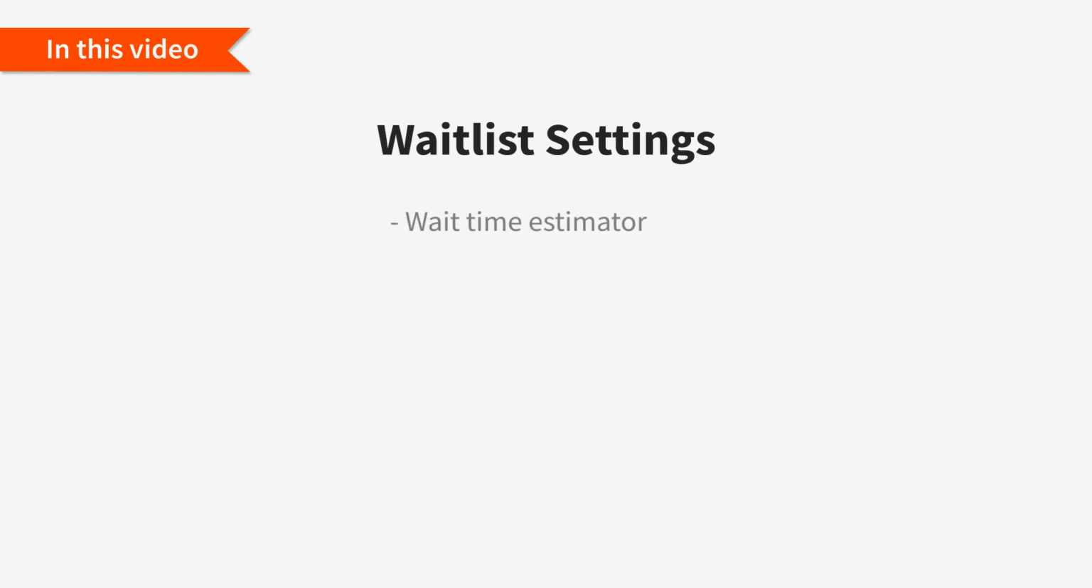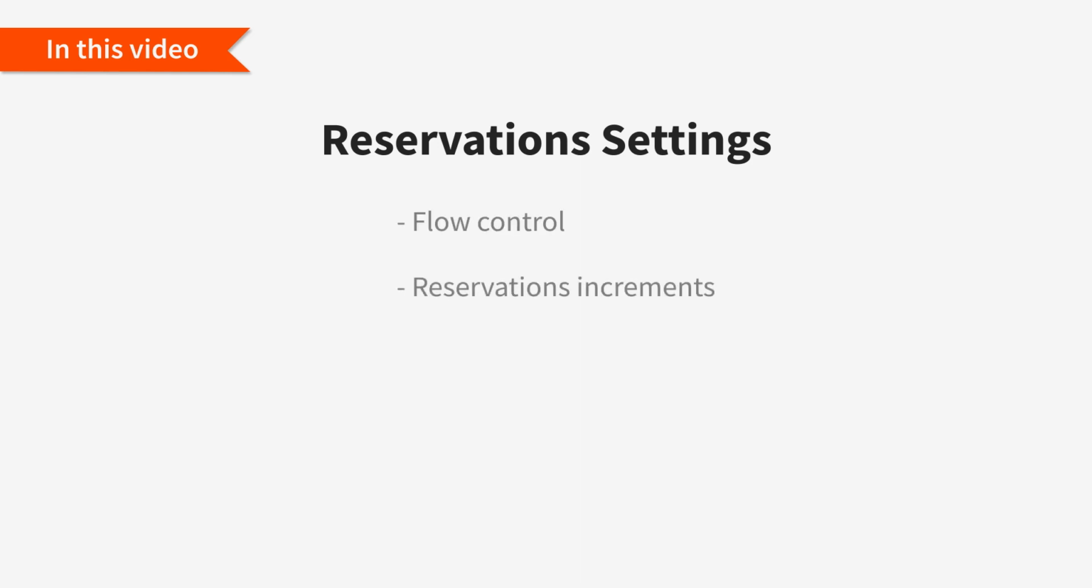We'll then go over guest communication through SMS messaging and learn how to create templates for these messages. Next, we'll cover your waitlist settings, including the wait time estimator and online waitlist. Finally, we'll learn about the reservation settings that allow you to adjust flow control, reservation increments, and more.